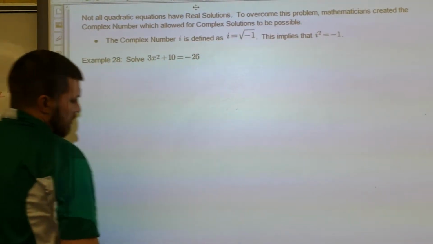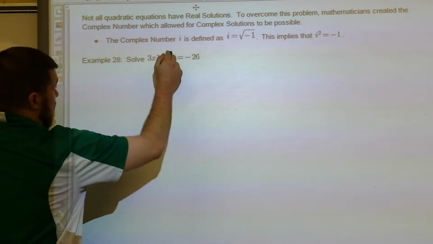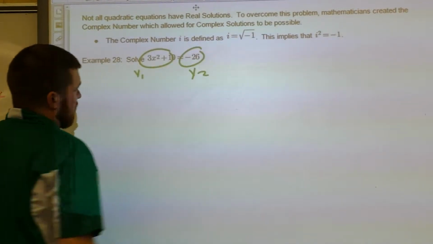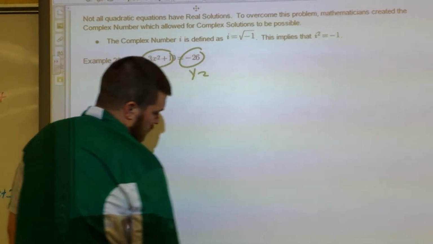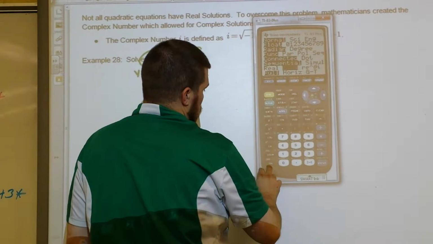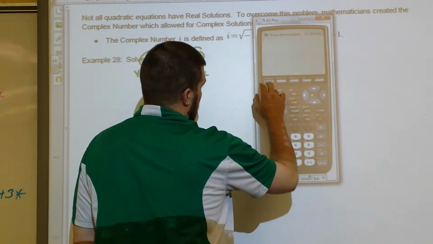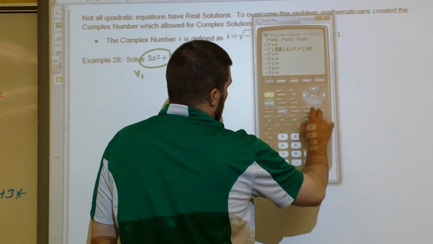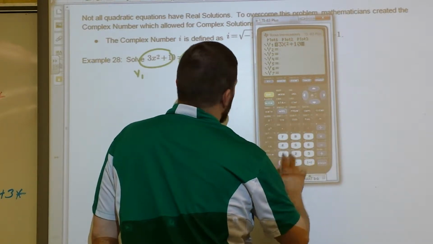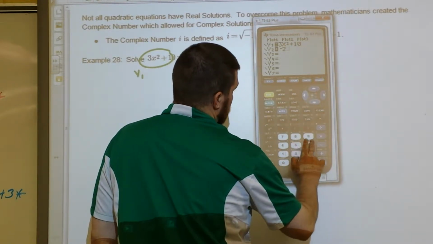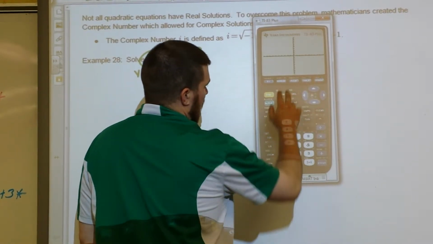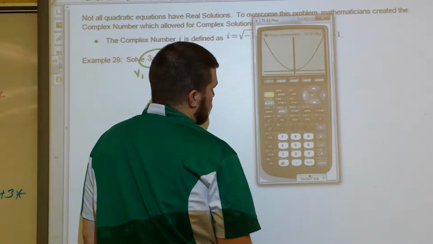I want to start off by graphing this equation and show you that we always try to graph if we can, because that's the easy way out. Left side's y1, right side's y2, because I don't know if this is going to have a real solution or a complex solution. So I'm going to go to y equals, type in what I have. It's 3x squared plus 10. And then y2 I have -26. On a graph, zoom 6, and let's zoom fit also.